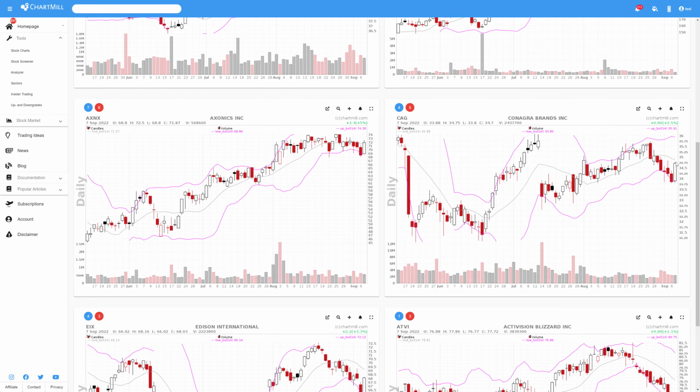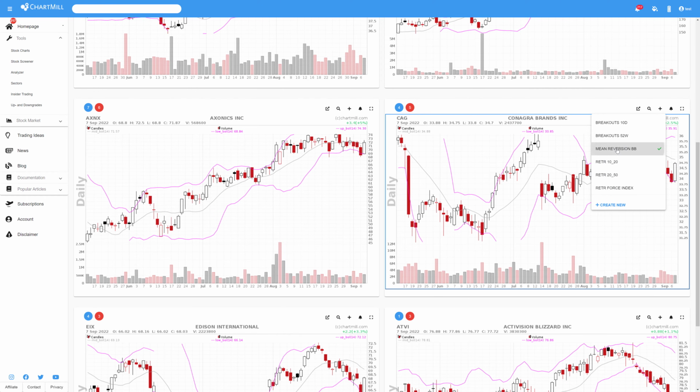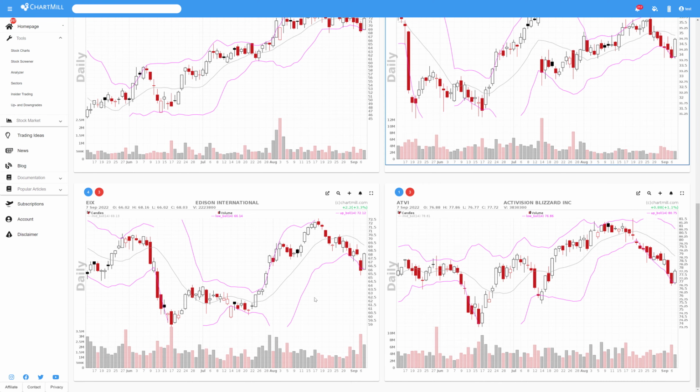Conagra Brands, very strong bullish candle. The mean reversion watch list. The same for Edison International. And Activision Blizzard. Also adding it to the mean reversion Bollinger Bands.